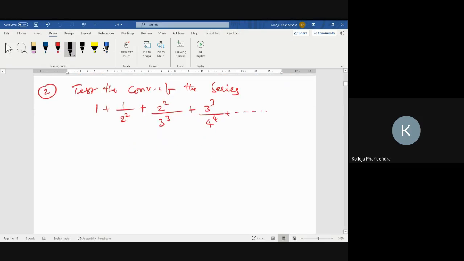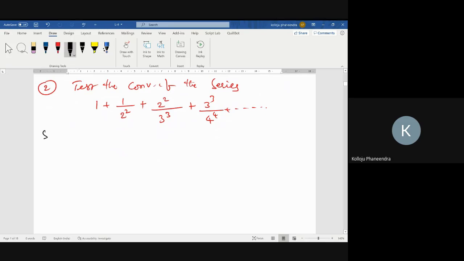Is it a geometric series? No. Is it a series of the form 1 by n power p? No. Does this series contain any x power n? No. Factorials? No. So, go for the limit comparison test. So, what is the nth term? Anybody?